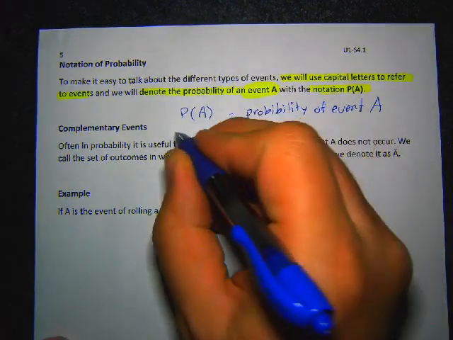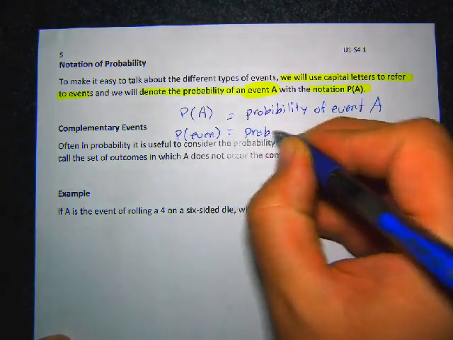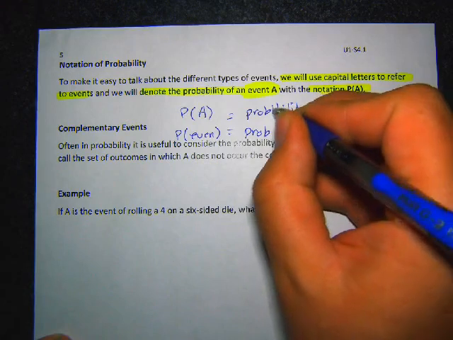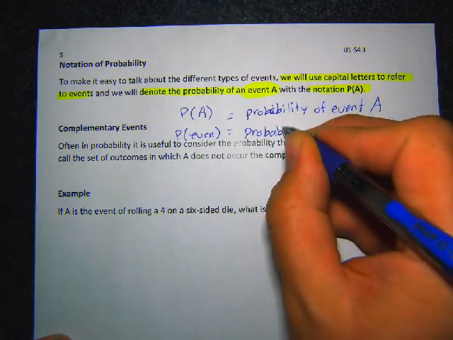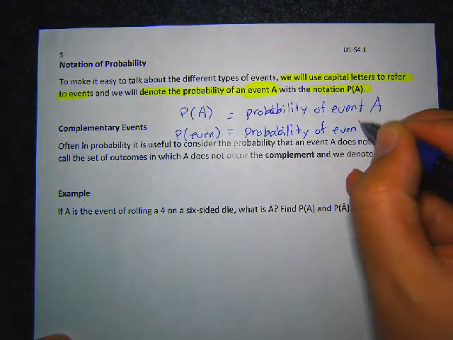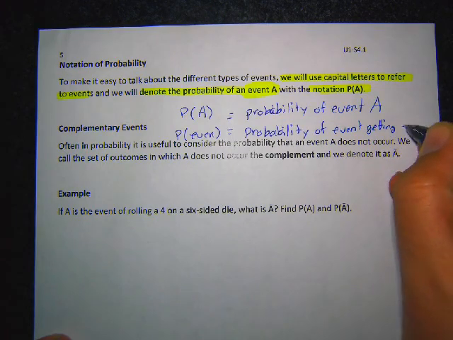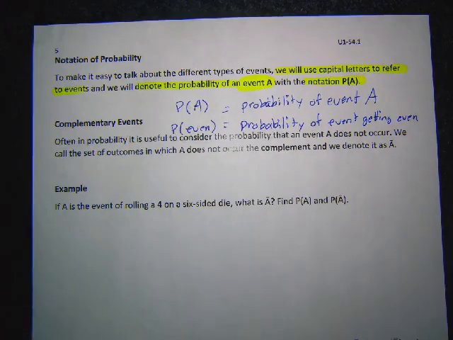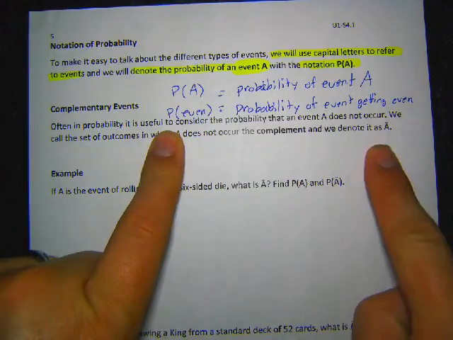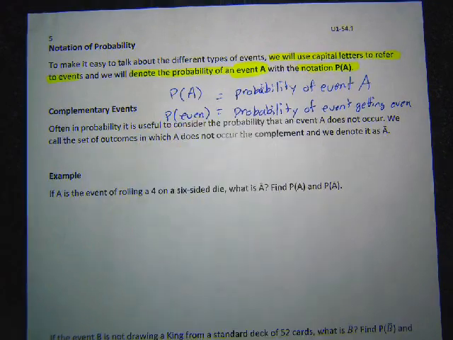So if I do like probability of an even, that means the probability of event getting an even. I spelled probability wrong. Whoops. And you can see why we'd rather write this instead of writing all that. Writing this whole sentence out versus just putting P in parentheses even. So whatever's in the parentheses, that's what you're trying to get. And the P in front of it just means we're looking for the probability of getting that.